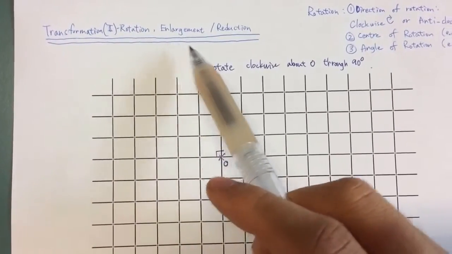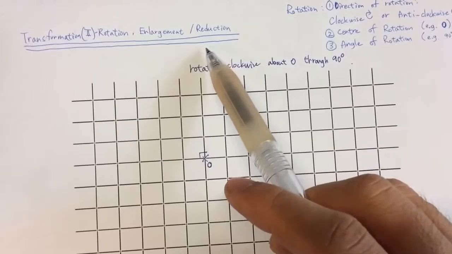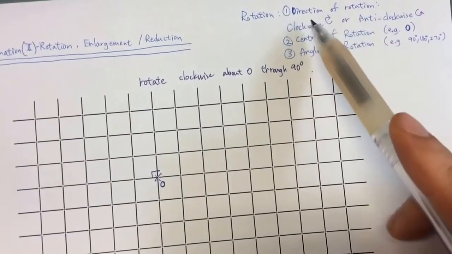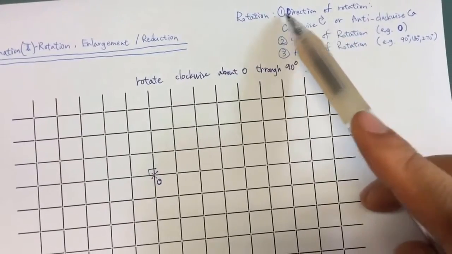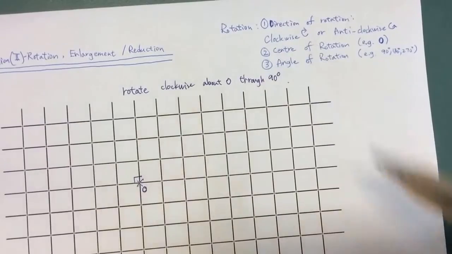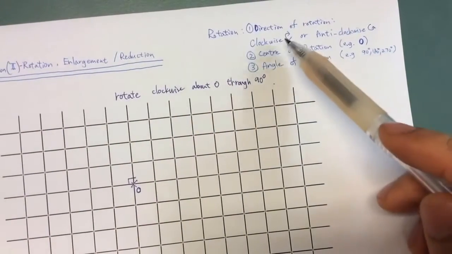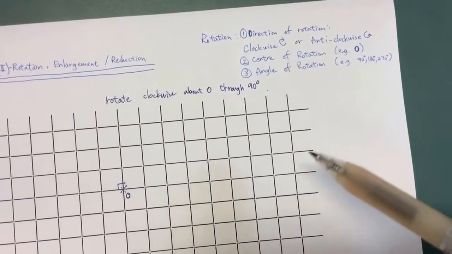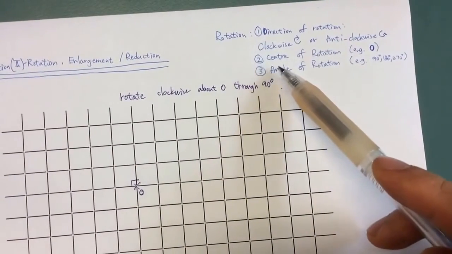It is rotation, enlargement, or reduction. First of all, we'll look at rotation. For rotation, we have to think about three things. The first thing is the direction of the rotation. Is it clockwise or anti-clockwise? Another thing is the center of rotation.